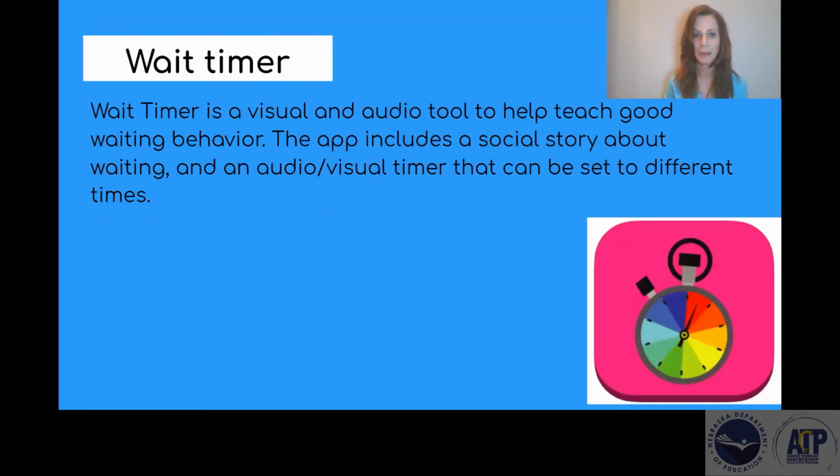Wait timer. It's a visual and audio tool to help with kind of like waiting behavior, right? Like, okay, we need to wait 5 minutes before we go somewhere. So the app has a social story, actually, which is really cool about waiting. But then it also has this really cool timer, which is very visual and has colors, and the colors disappear as the time disappears. So again, this visually helps a student with autism take a very abstract concept of time and makes it visual.